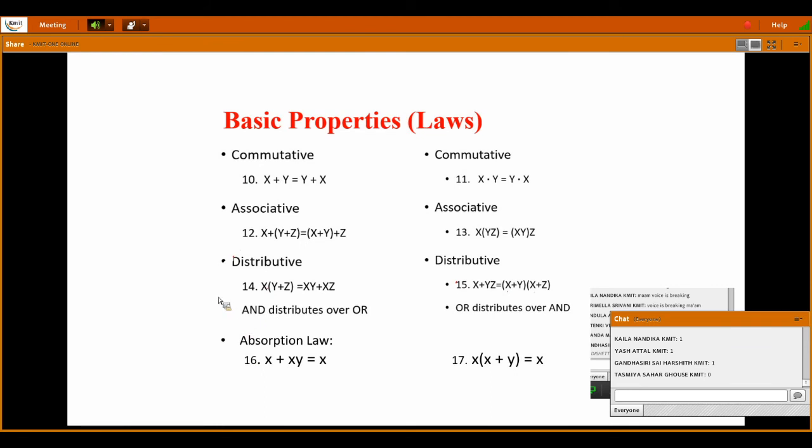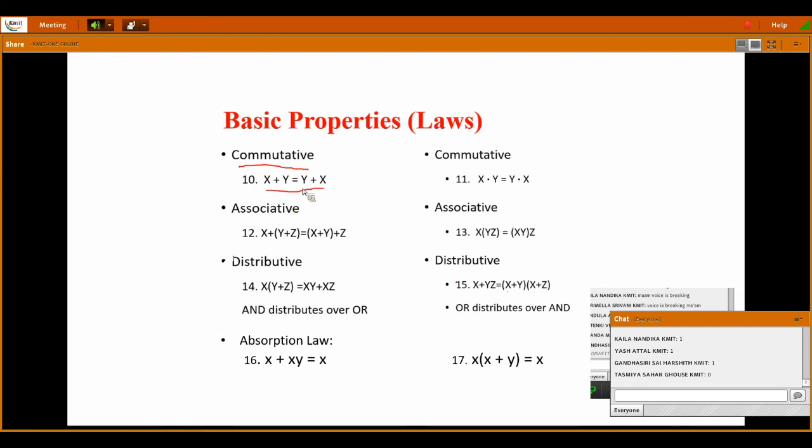And there are some laws also in Boolean algebra: commutative, associative, distributive and absorption law. The first one is commutative. In maths and many basic subjects from childhood, we have learned all these properties. In digital also we will be using these properties for simplification of Boolean expressions. Commutative law is x plus y equal to y plus x. If you OR any two variables in the reverse order also, you will get the same output.